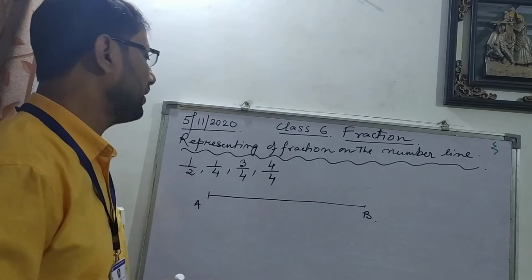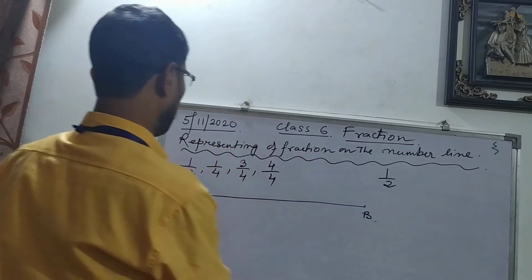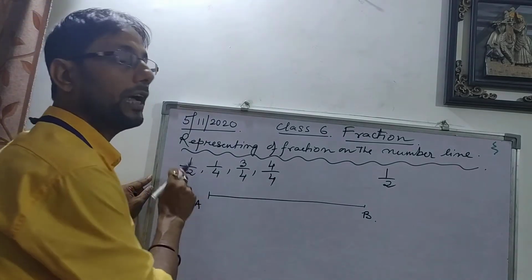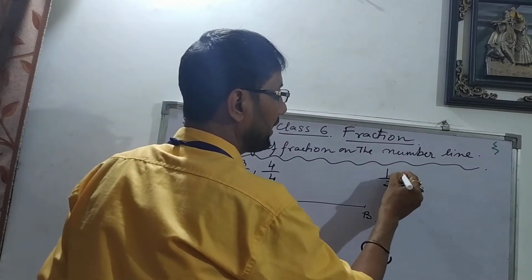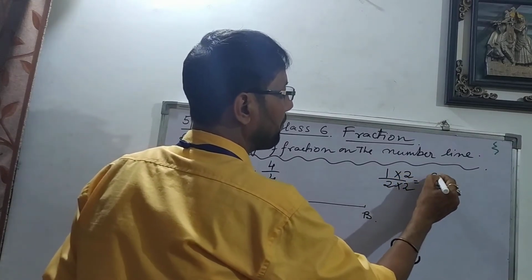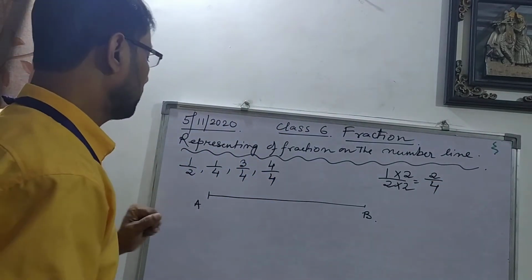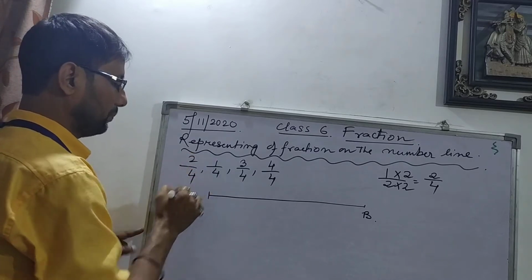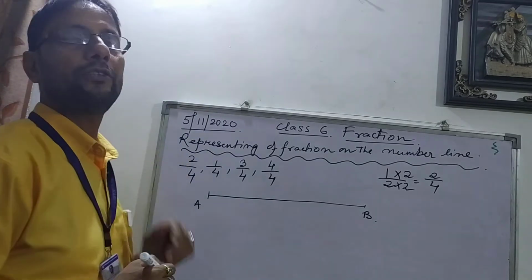So I said that denominators should be the same. So how can I make the denominator the same? So 1 by 2, I have to convert it so the denominator is 4. I should multiply this by 2, and here also I multiply by 2. That means it becomes 2 by 4. So in place of 1 by 2, I can write 2 by 4.